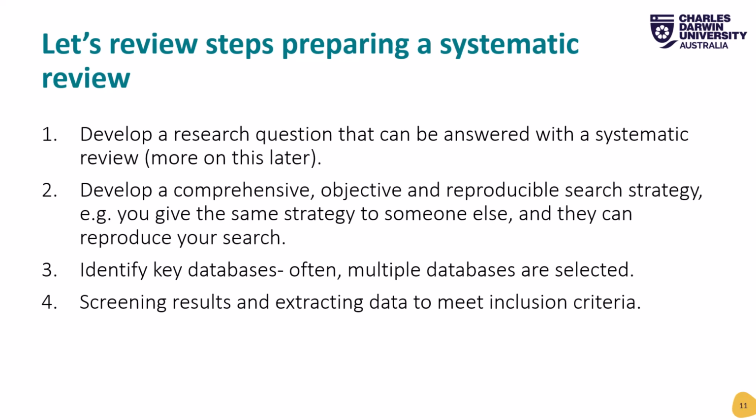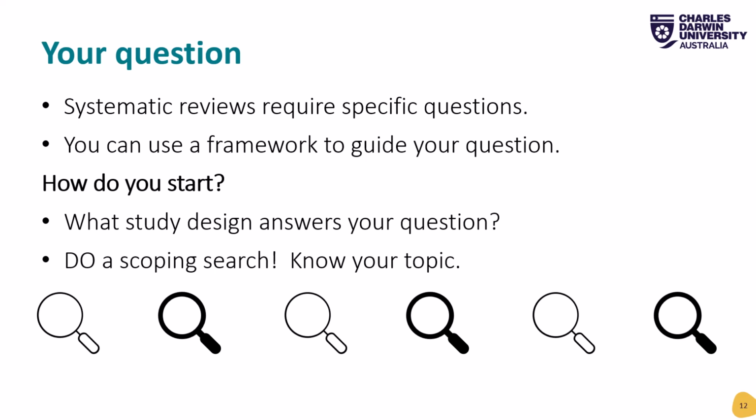Often multiple databases are selected in a systematic review, and you need to screen results and extract data to meet their inclusion criteria. Next, we're going to look at developing a question that's suitable for a systematic literature review. We will look at several frameworks that can be used to help guide the formulation of your question. But if you're not quite sure yet what your question is, or if it's suitable to a systematic review, think about what study design answers your question.